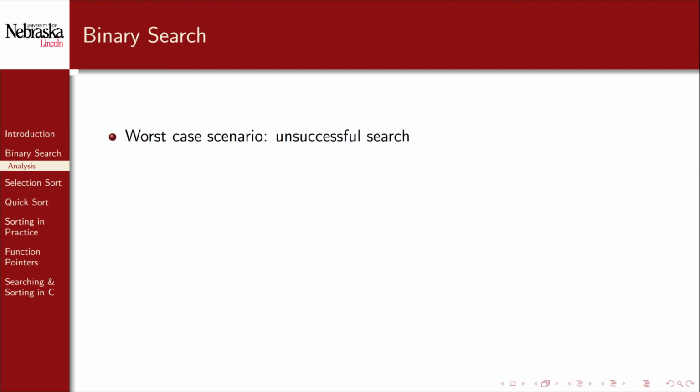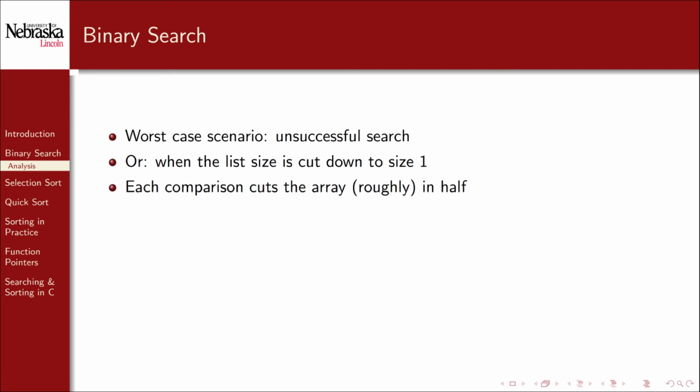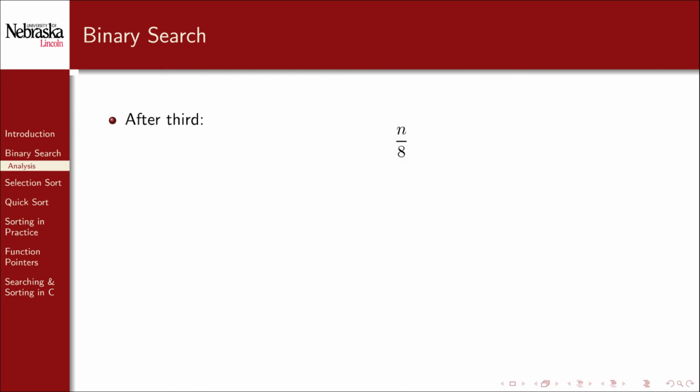Let's analyze binary search. We'll stick to the worst case scenario, where we don't find an element, or when we cut the array size down to 1 and finally find the element. As we witnessed before, each comparison cuts the array roughly in half on each iteration. So after the first iteration, the array size is about n divided by 2. After the second, it's about n divided by 4. The third, it's n over 8. And in general, after k iterations, the size of the array is n divided by 2 to the k.